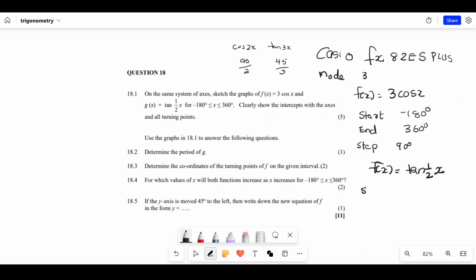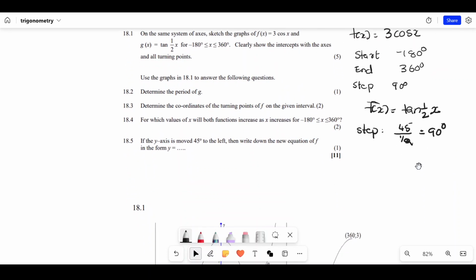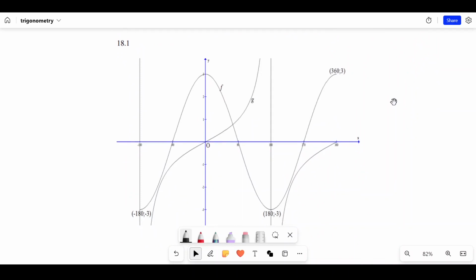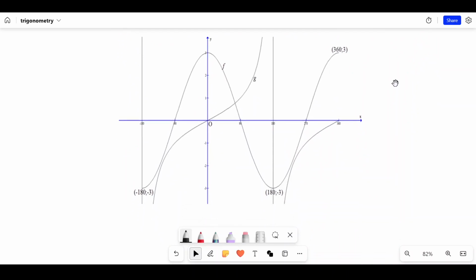Let me explain only the step here. The step is going to be 45 divided by 1 over 2, which is still 90 degrees. So the step is the same for f(x) and g(x) here. Now you can label the points on the x and y axes.